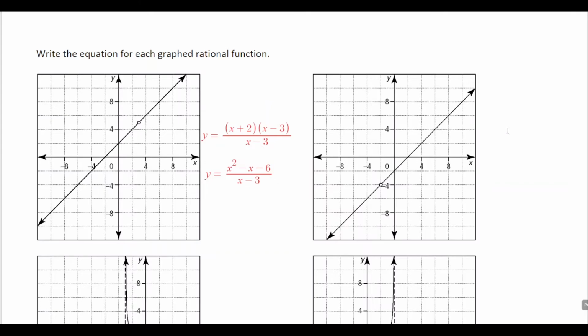For the second one, we'll take a similar approach here. We'll start by just writing the function, pretending that the hole doesn't exist. So the slope here is 1 again, so just 1x, and then the y-intercept is 2. So this would be the function that would give the line without the hole. And so now let's force there to be a hole there by multiplying this by x plus 2 over x plus 2.